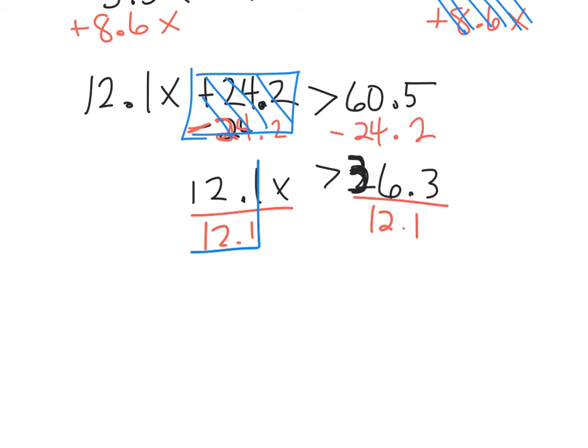because 12.1 divided by 12.1 is 1. So you end up with x, and then 36.3 divided by 12.1. I don't know what that is, so I'm going to grab my calculator and type in 36.3 divided by 12.1, and I get 3.